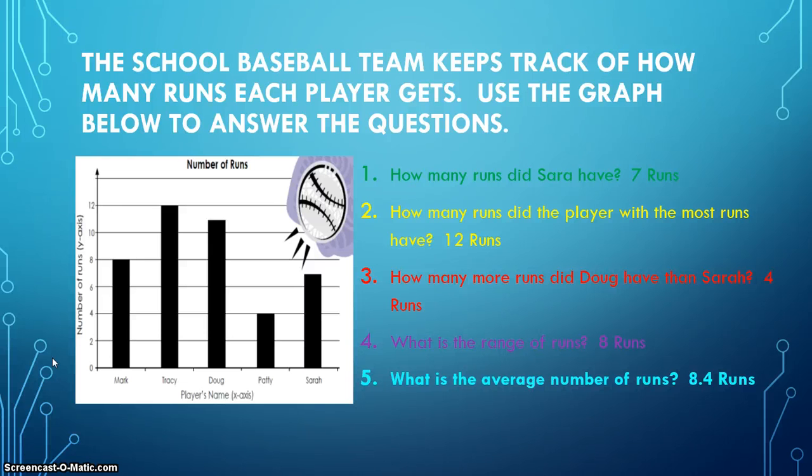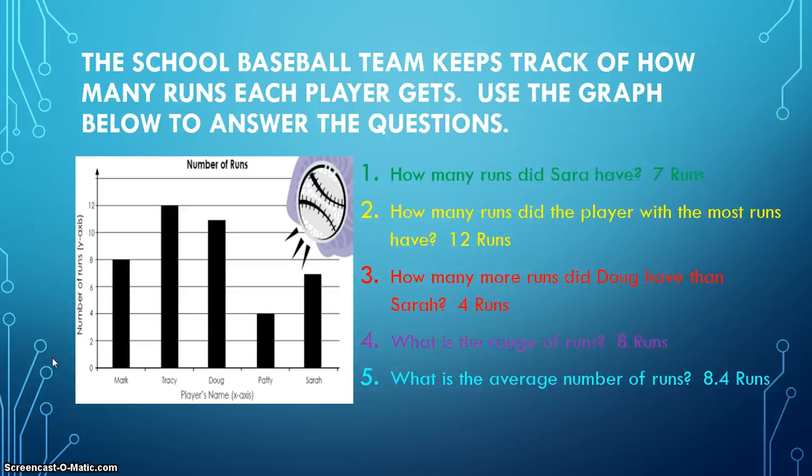It's 8.4 runs. So to recap, how many runs did Sarah have? 7. How many runs did the player with the most runs have? That's 12 runs. How many more runs did Doug have than Sarah? That's 4. And what is the range of runs? That's 8 runs. And what is the average number of runs? That's 8.4.